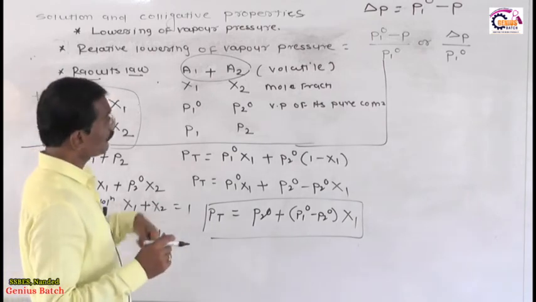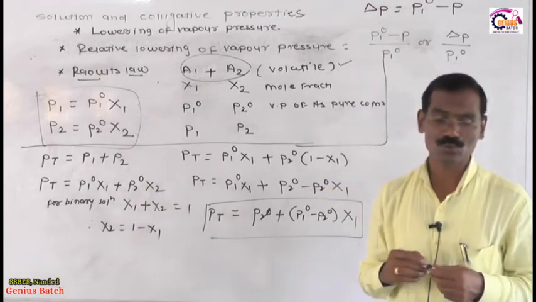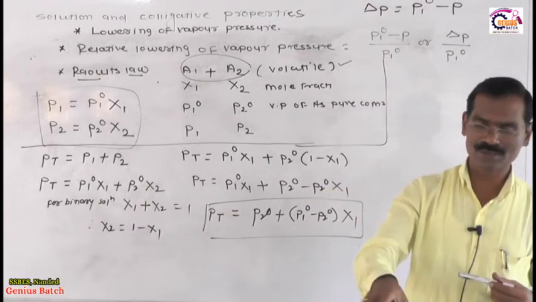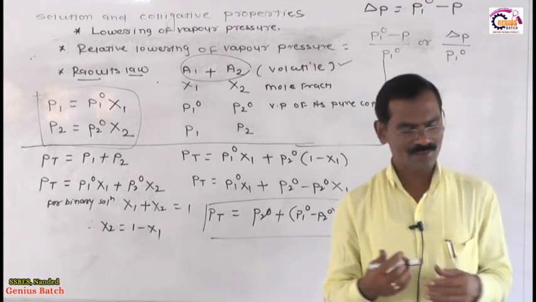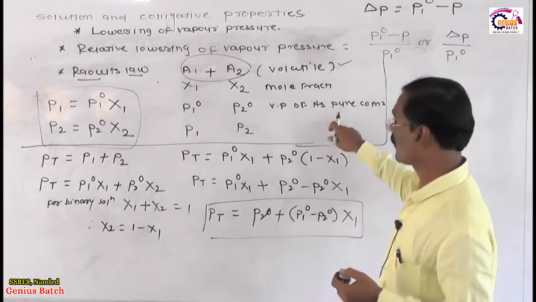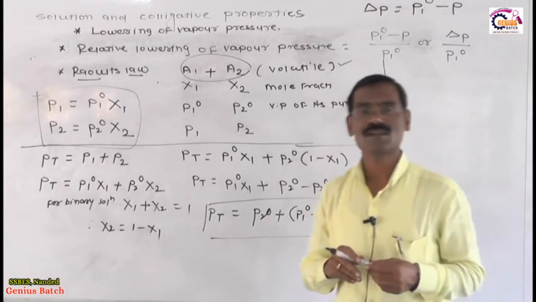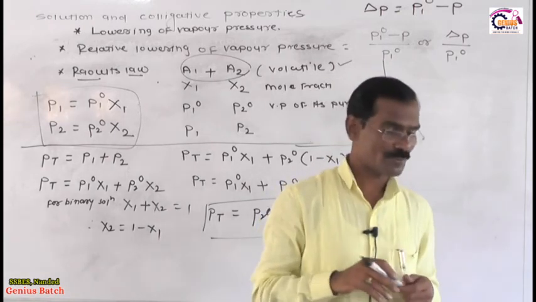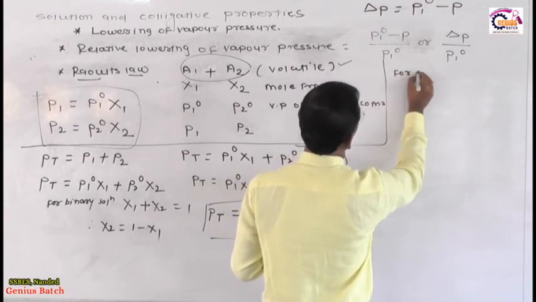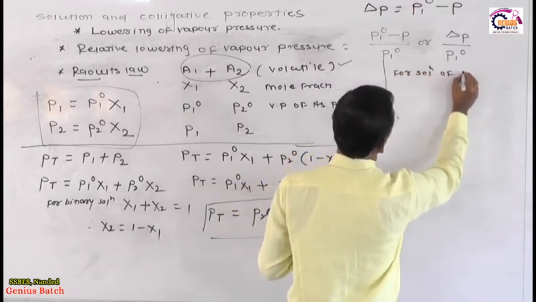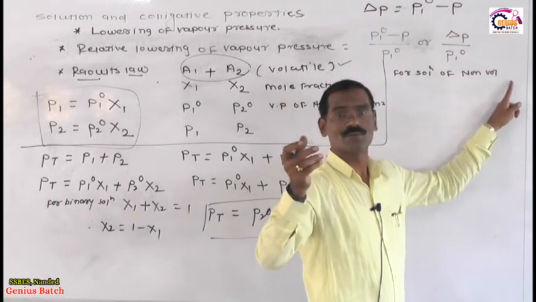But this is the total pressure for a solution in which both components are volatile. Both components means solute as well as solvent. So this is one way we consider the total pressure. Now, this is Raoult's law for a volatile solution, where both components are volatile. Now we are considering Raoult's law for a solution of a non-volatile solute.